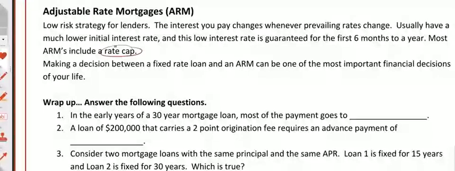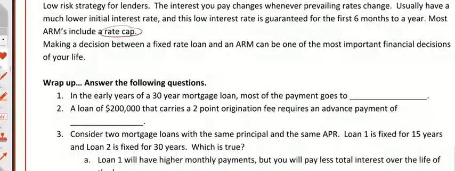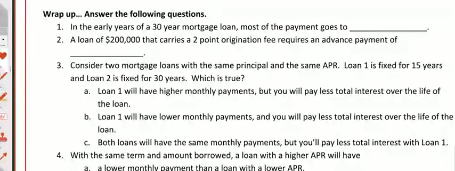Making a decision between a fixed rate loan and an ARM can be one of the most important financial decisions of your life. You've got to weigh a lot of detail with respect to that. So take a finance class and talk more about that, but I just wanted to give you a heads up on adjustable rate mortgages. So let's wrap up this section and this chapter.